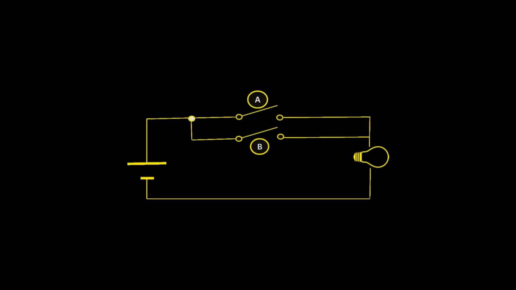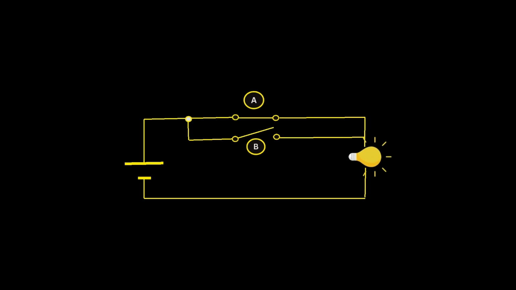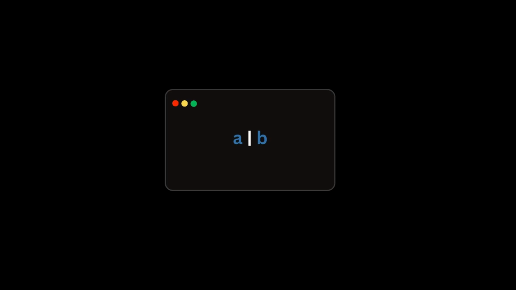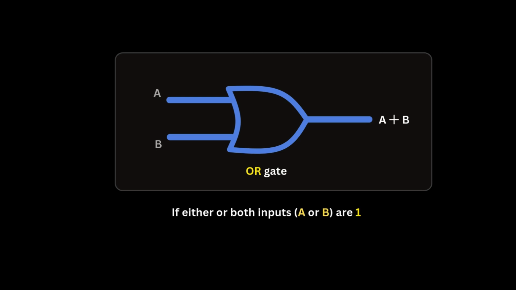Next, we connect 2 switches, A and B, in parallel with the light. In this case, the light turns on if either or both switches are closed, when the input is 1. This is called an OR gate. In code, it's written as A vertical line B. If either or both inputs are 1, the output will also be 1.